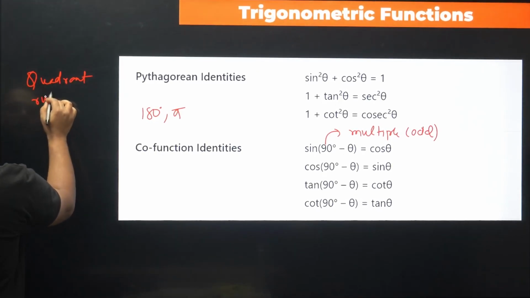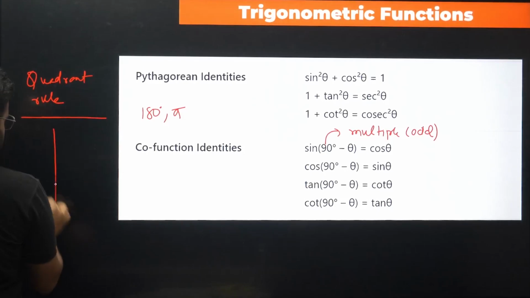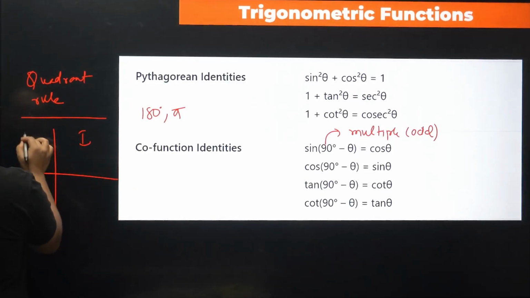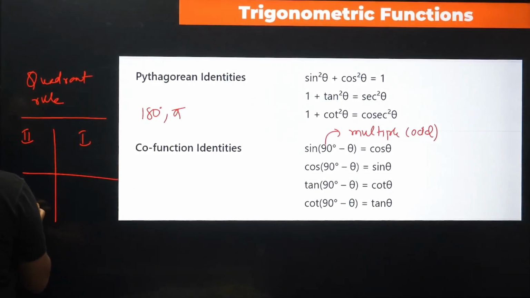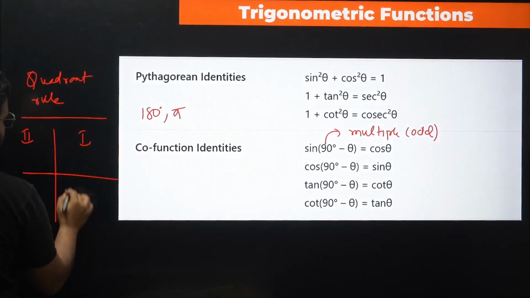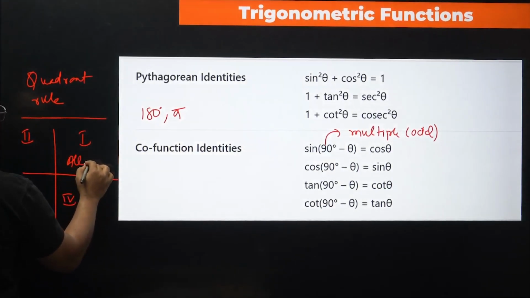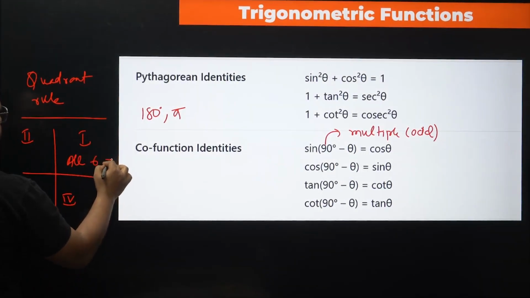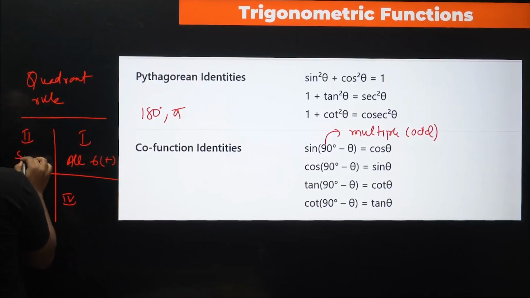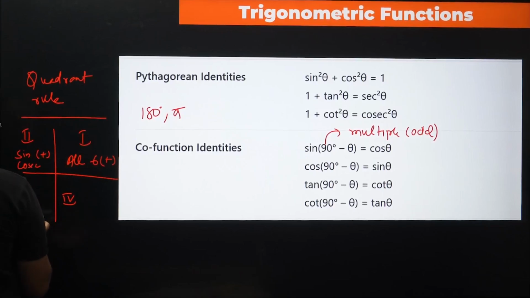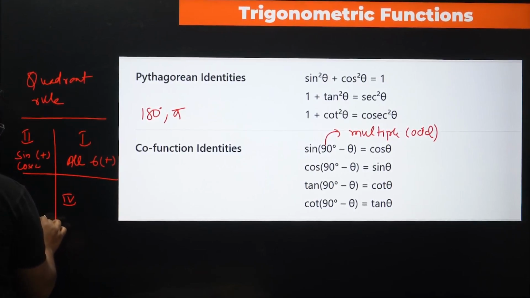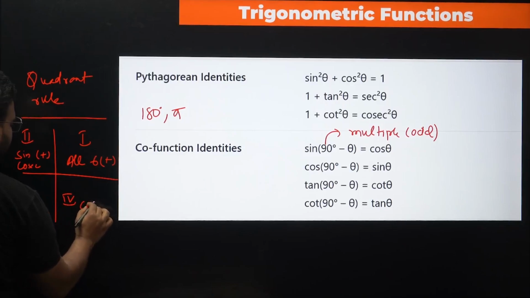Quadrant rule, which is what? Which is like this: quadrant 1, quadrant 2, quadrant 3, and quadrant 4. Here we have all 6 ratios positive. In the second one we have only sine and cosec positive. In the third one we have tan and cot positive, and in the fourth one we have cos and sec positive.